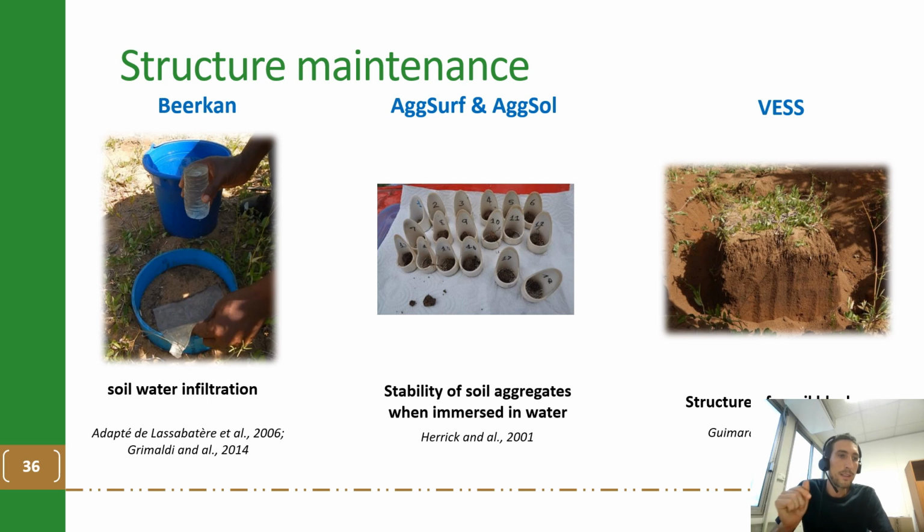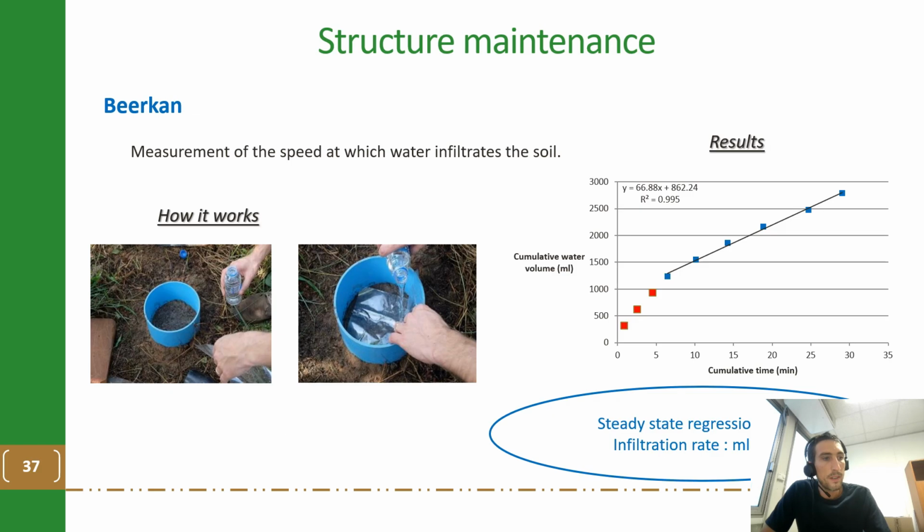Finally, the maintenance of the structure is measured using 3 indicators: the beer can, which measures water infiltration rate, the stability of aggregates at 2 depths, and the VESS, an indicator of the visual structure of the soil. The beer can is a very simple measurement. A ring is inserted into the ground a few centimeters deep, and 10 bottles of water are poured one after the other. The infiltration timing of each bottle of water is measured.